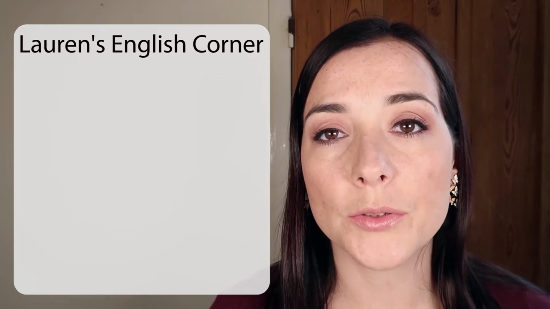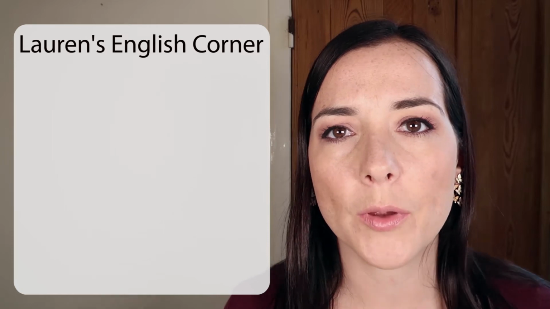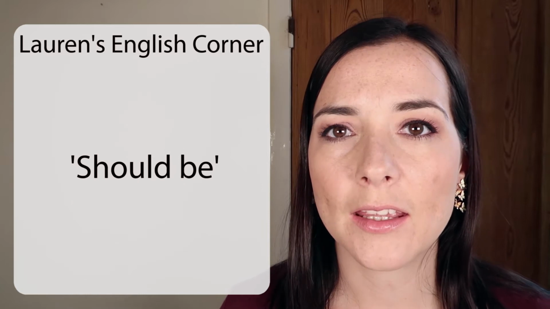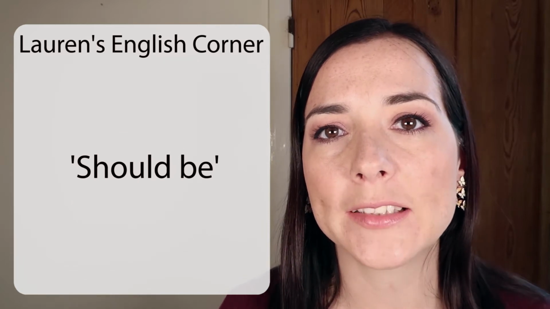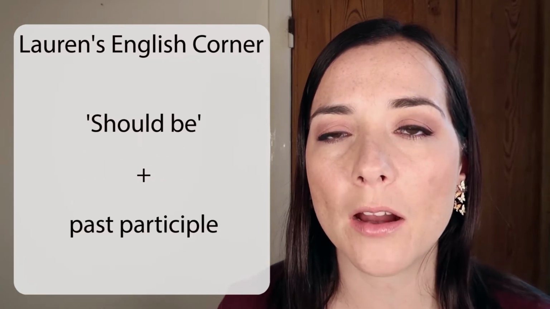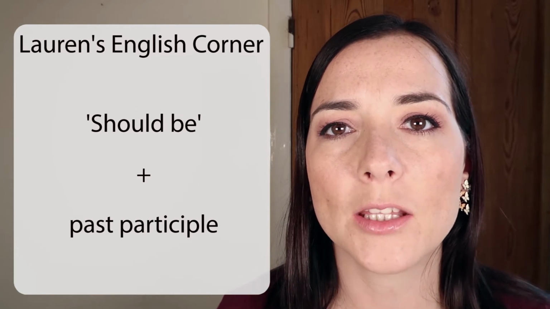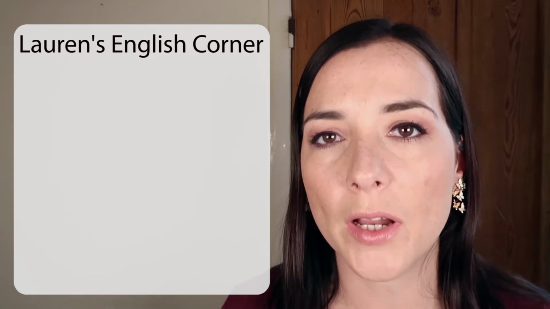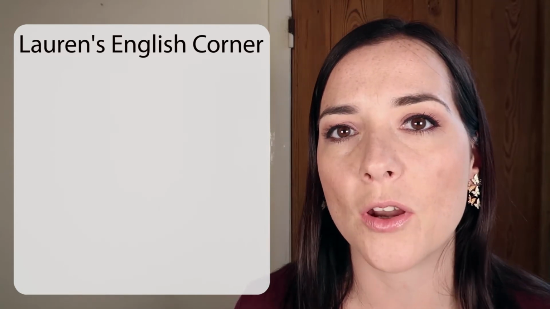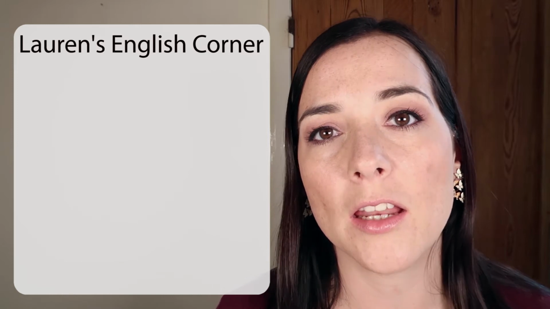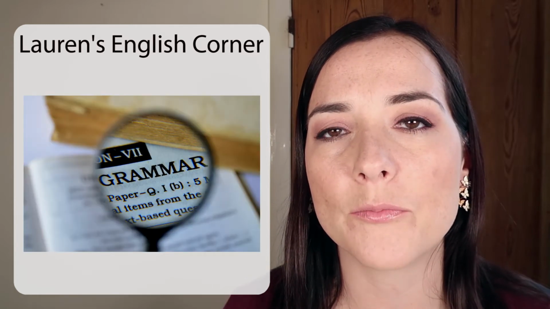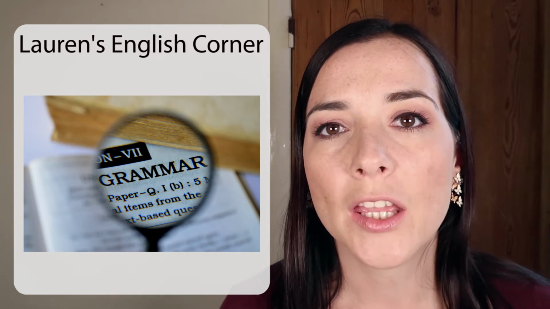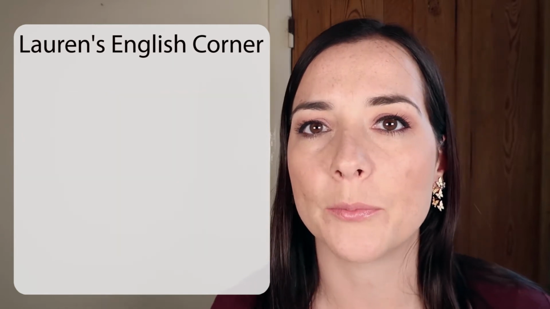We can also use should with be, the verb to be. So should be. The pattern would be with a past participle. If you've seen some of my earlier videos, you'd know that the past participle is found in the third column of irregular verb patterns in grammar books. Or if it's a regular verb, then we just add ed. So should be plus past participle.